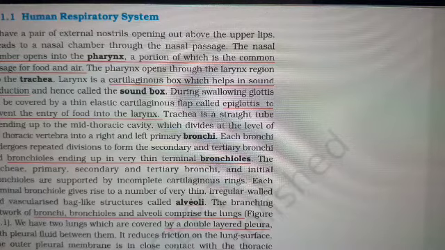And the larynx region leads into the trachea. That larynx is a cartilaginous box. That will be important, we need to remember, which helps in sound production. That's why we call it the sound box.